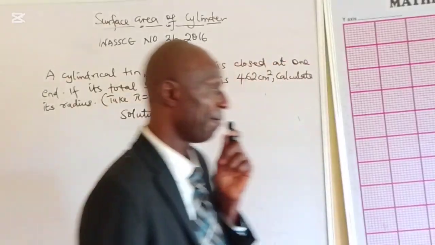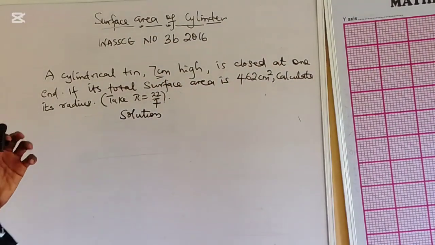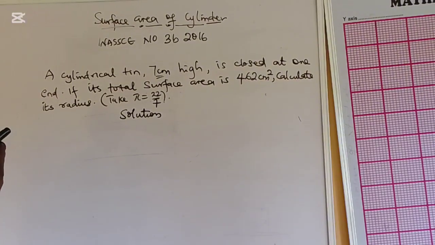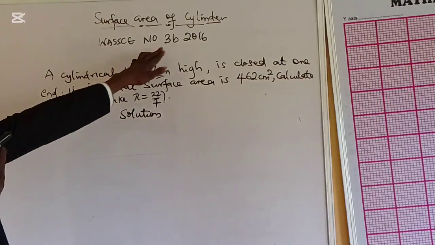God bless you. Finally on the board is how to calculate the total surface area of a cylinder that is closed at one end. It's a WAEC question number 3B.